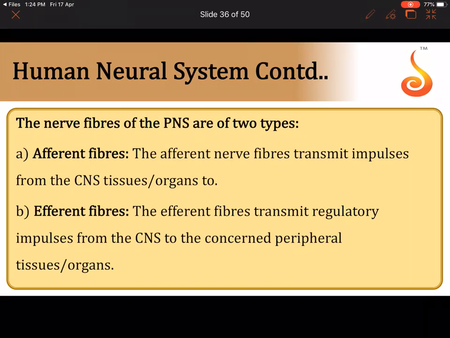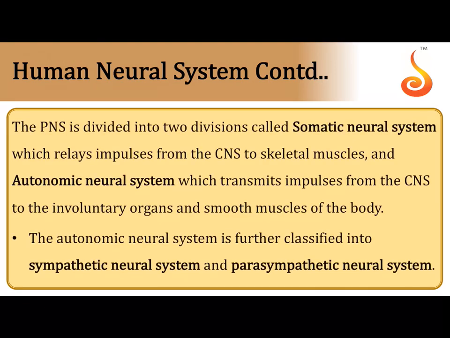Then you also have to remember that there are nerves which carry signals towards your CNS from the receptors. If the nerves are emerging from receptors and carry signals towards your central nervous system, then they are called afferent or sensory fibers. If the nerves are carrying signals towards the target organ from the brain and spinal cord, they are called efferent or motor neurons, motor nerves.